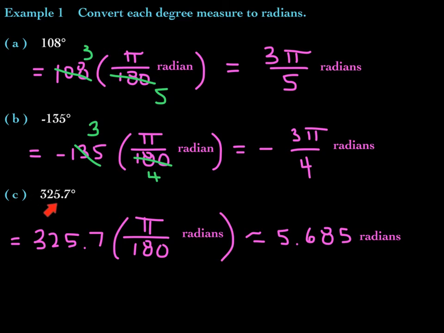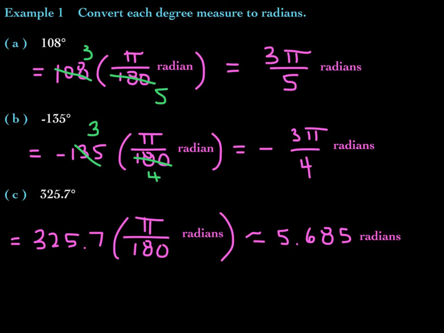325.7 degrees is a little bit less than 360 degrees. So this is definitely in quadrant 4. And 5.685 radians is a little bit less than 2 pi. Because 2 pi would be approximately 2 times 3.14, which is approximately 6.28. So we know that this is also in quadrant 4 as well. All right, so we're pretty good here. All right, cool deal, everybody.